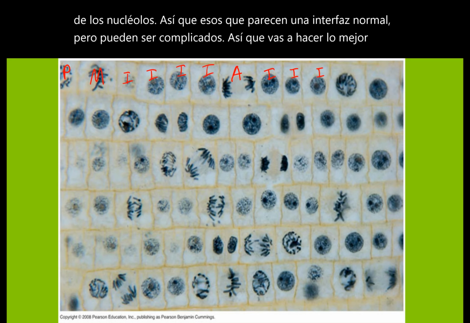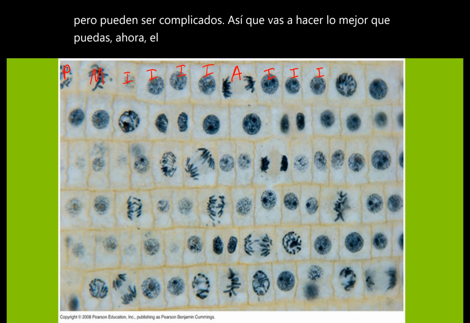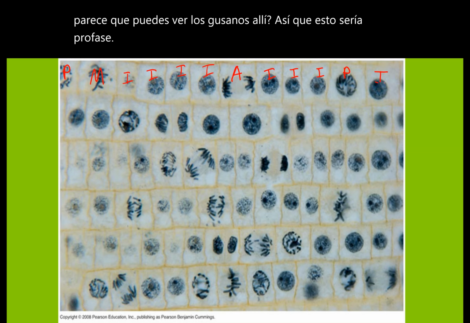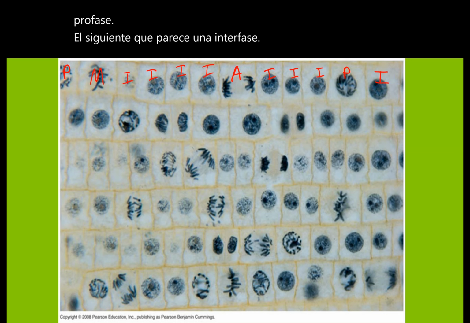Now that one, it looks different, doesn't it? It looks like you can see the worms there. So this would be prophase. The next one over, that looks like interphase. Let's go down to the next one. There we go. This looks like interphase.